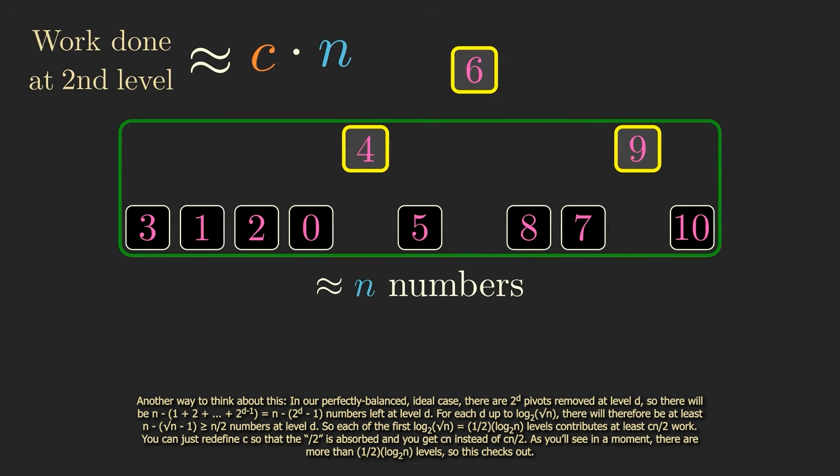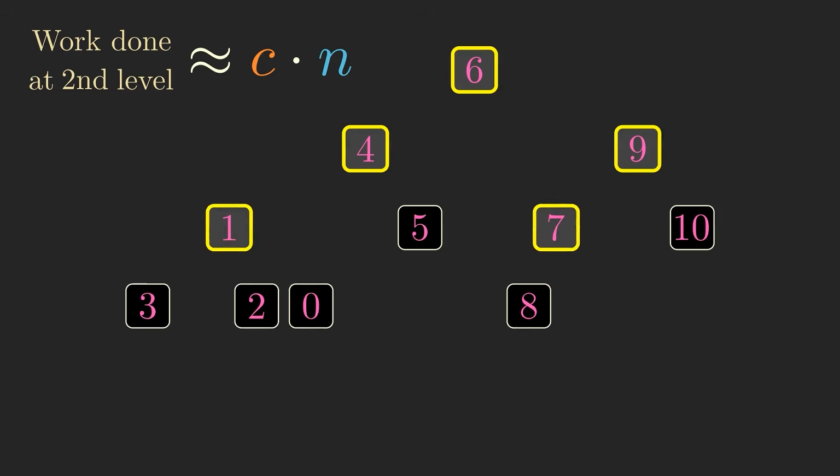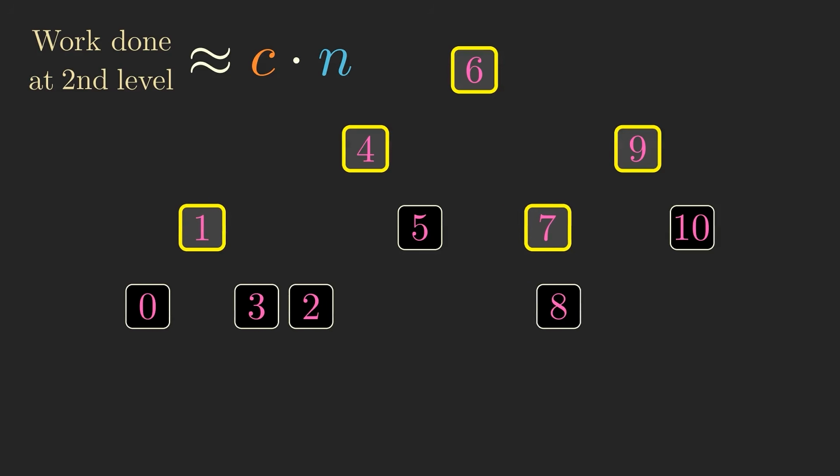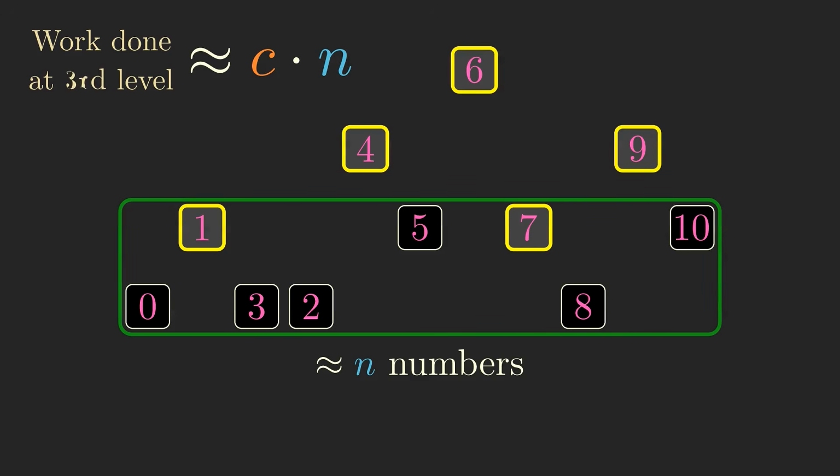It's easy to continue this logic further down. The sublists at each level, up until the very last few levels, will have a combined length that's extremely close to n, contributing roughly c times n work.